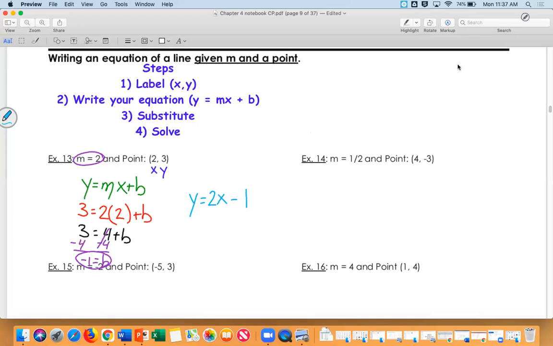You guys got it? All right, let's do the next one. What's my first step? Label. So we're going to label our point X, Y. What's step number 2? Write your equation. So I'm going to write y equals mx plus b.